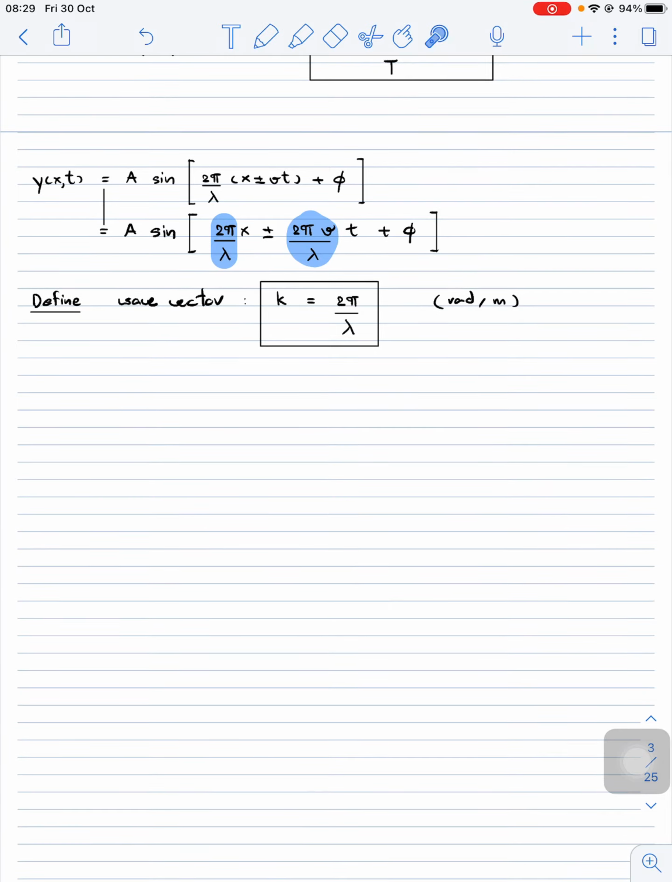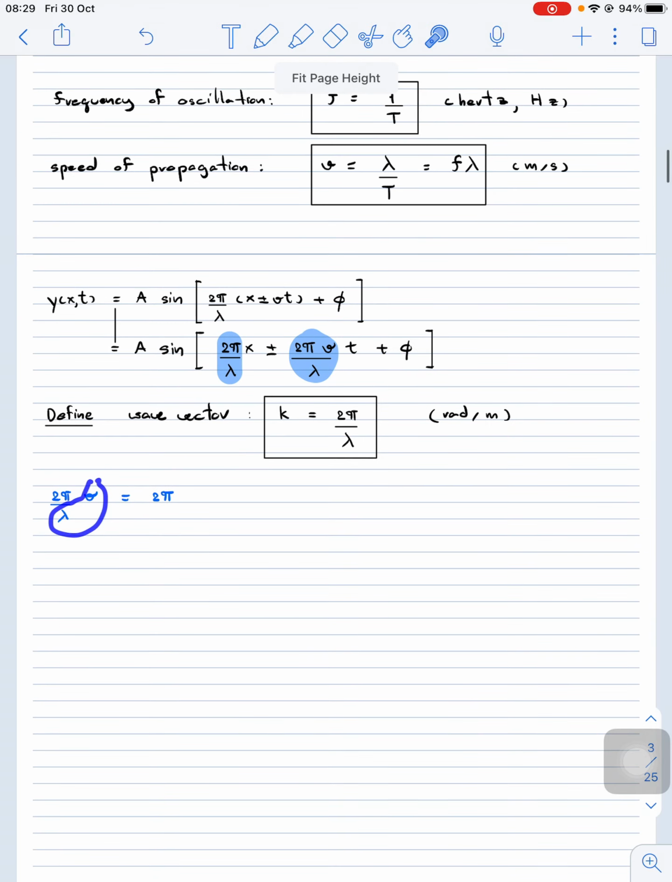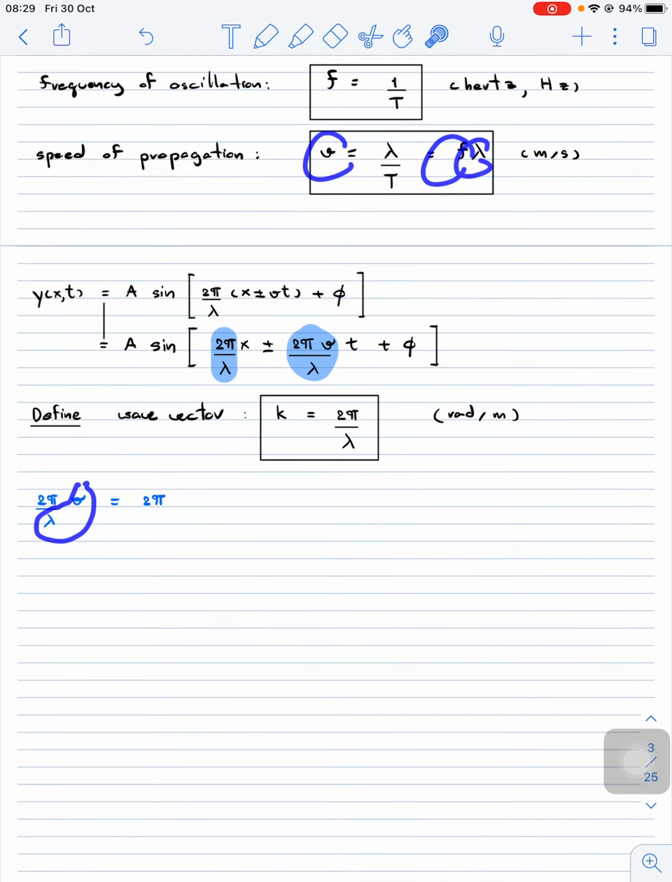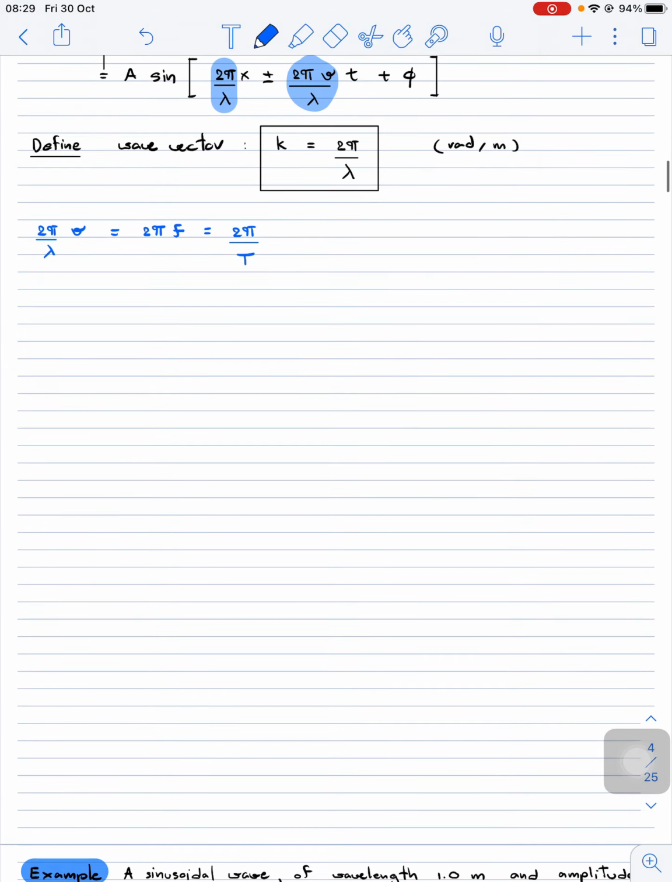Okay, and then look here. We have 2 pi over lambda times v. In this case it's going to be equal to 2 pi times v over lambda. And v over lambda is equal to the frequency f, or just equal to 2 pi over the period. So in this case we can define the angular frequency.